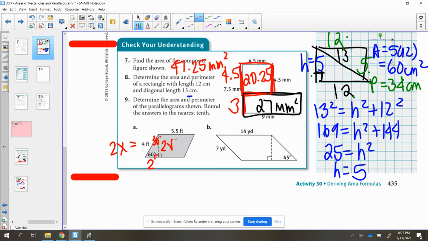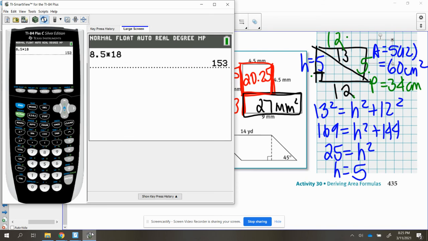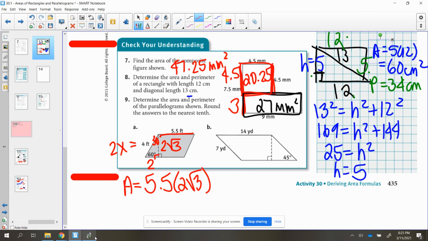So the height across from the 60 is the 4 divided by 2 and multiplied by the square root of 3. So now we can calculate the area because we have the base, but we now also have the height, which is 2 square root 3. So our area is 5.5 times 2 square root 3. We have a total of 19.1 square feet.